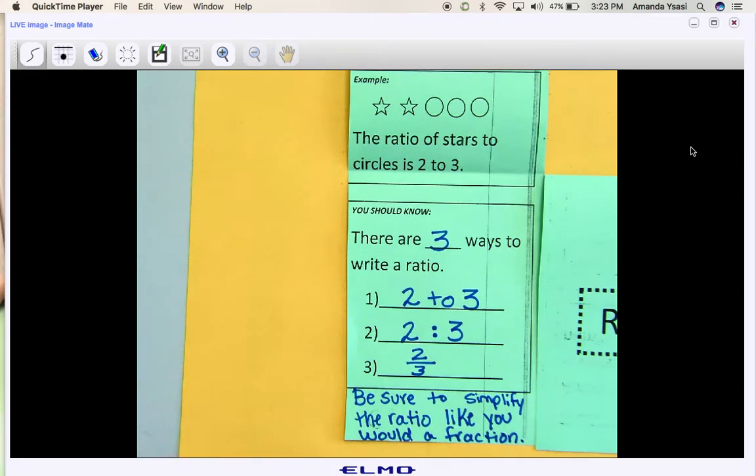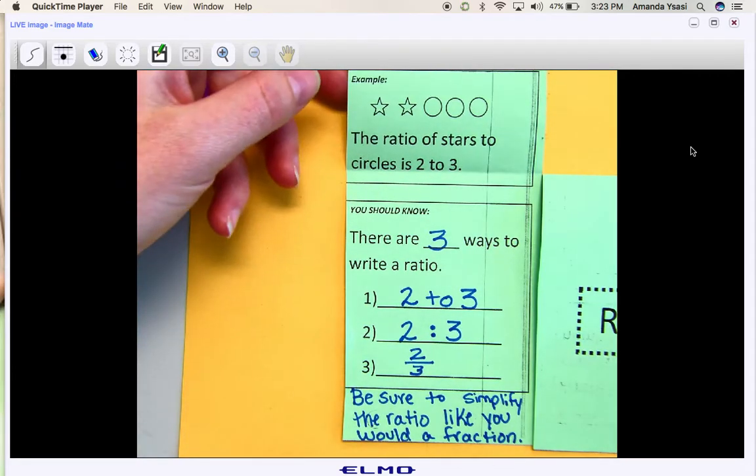Okay, if you need to pause it so you can write that down, go ahead, because we are going to go on to rates.